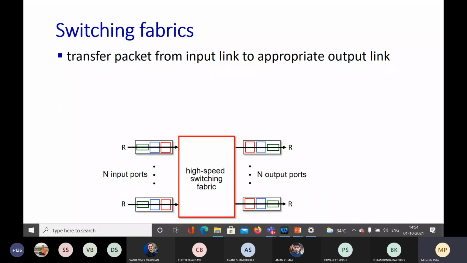The next part is about switching fabrics. How does a switch fabric work? What are the different kinds of switch fabrics? What is the basic architecture behind this box that is given here? You've seen what the input port is going to do, and we know what the output port is going to do, but what is happening inside this box? That is what we are going to study in the next class.